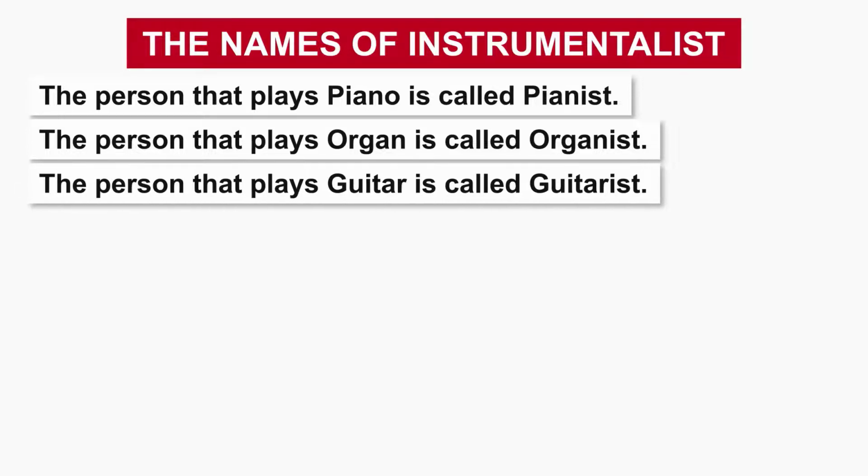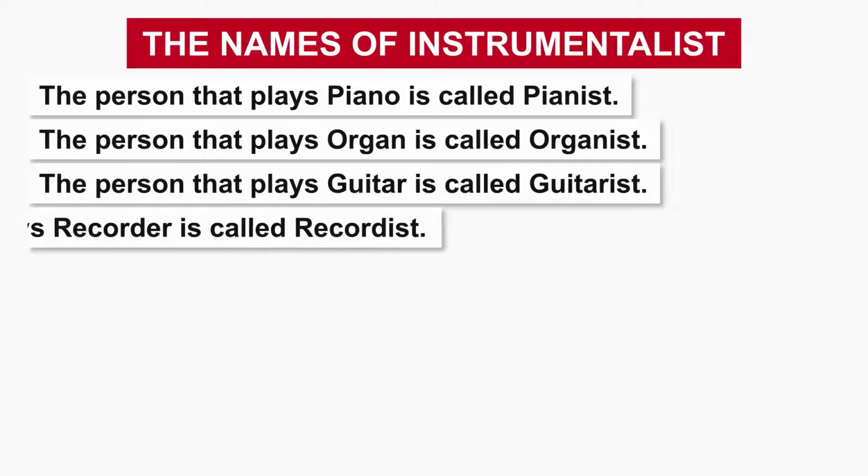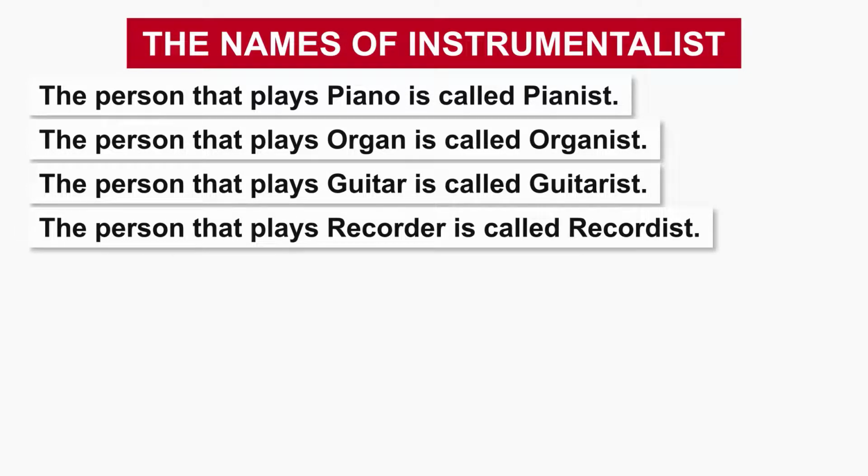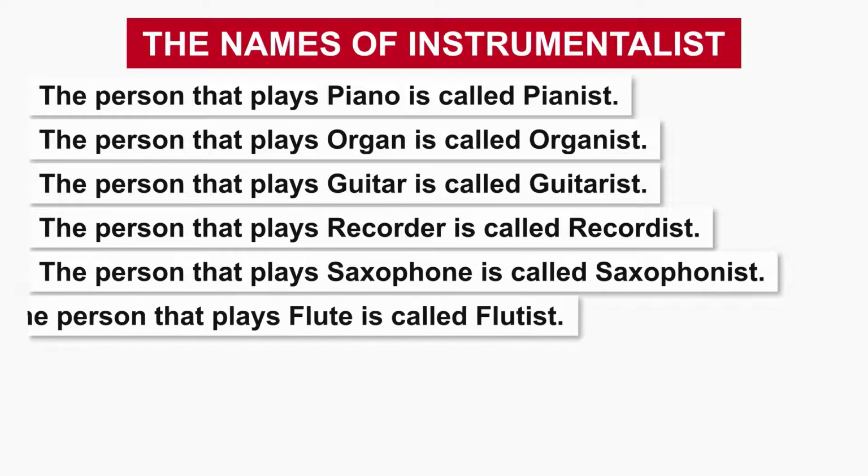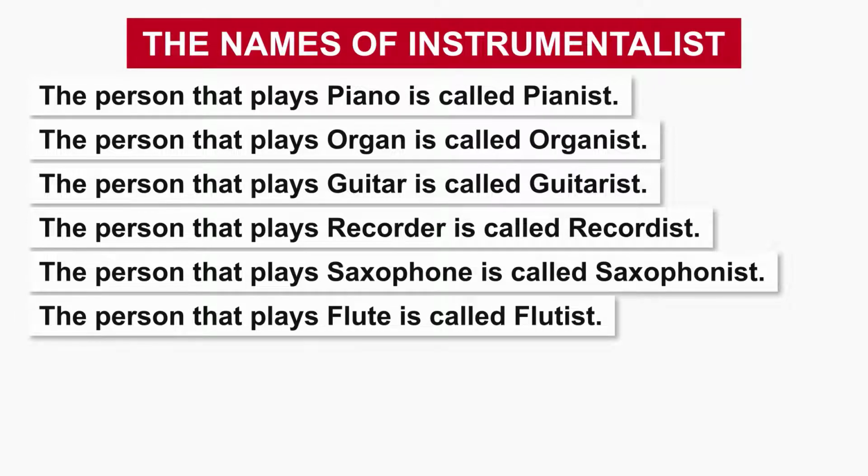The person that plays guitar is called guitarist. The person that plays recorder is called recordist. The person that plays saxophone is called saxophonist. The person that plays flute is called flutist.